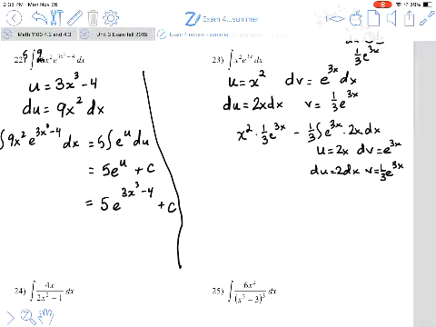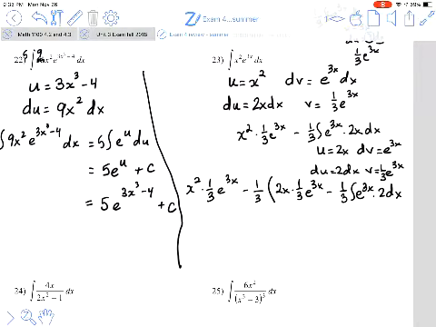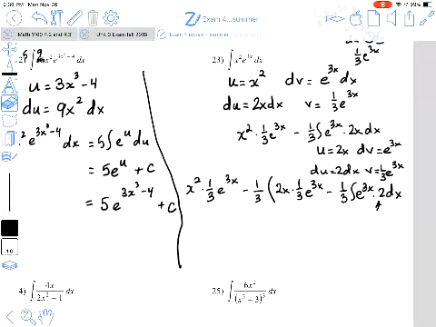So writing this first part, we can just rewrite as x squared times 1/3 e to the 3x minus 1/3, and now this, the integral of e to the 3x times 2x dx, that's what we're going to expand using another integration by parts. So we need a u times v minus the integral of v times du. Now, we've got another coefficient here, 2, so I'm actually going to write that in front. Instead of multiplying by 1/3, I'm going to multiply by 2/3.